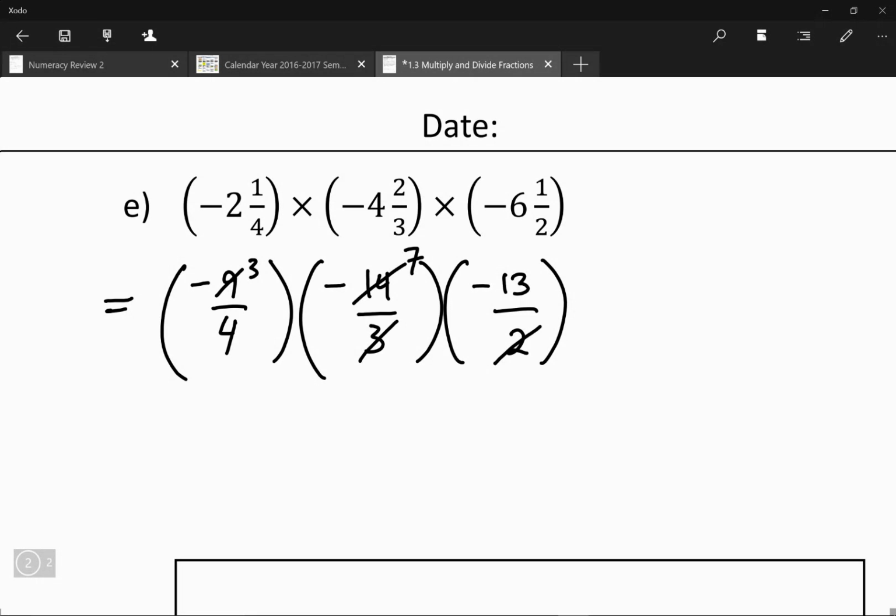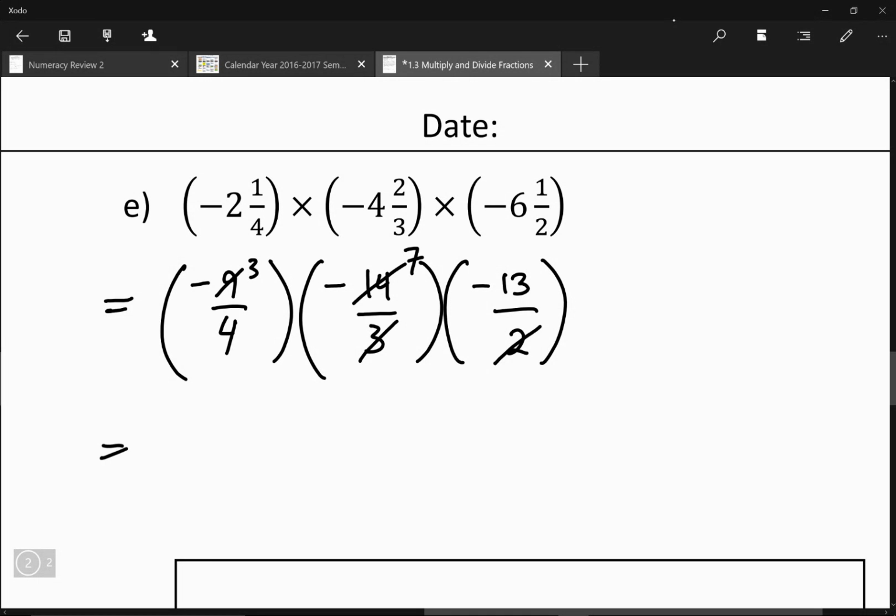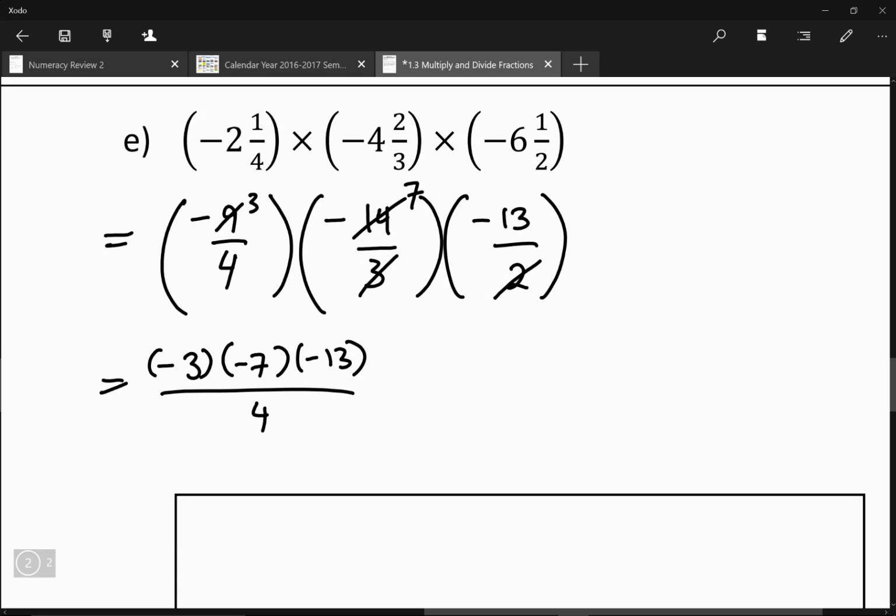I can't do 13 divided by 4, it's not an even number. But I can now reduce it. So here I have negative 3 times negative 7 times negative 13 over 4. Okay, so I reduced the bottom to just 4. There's no multiplication now there in the bottom, but on the top I do have to multiply some smaller numbers now. And if I do that, the answer is equal to negative 273 over 4.